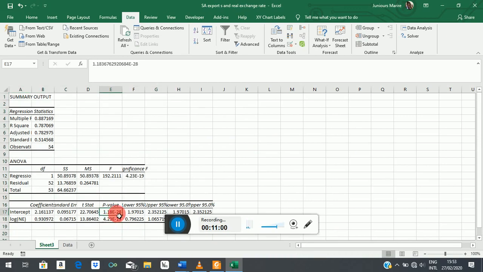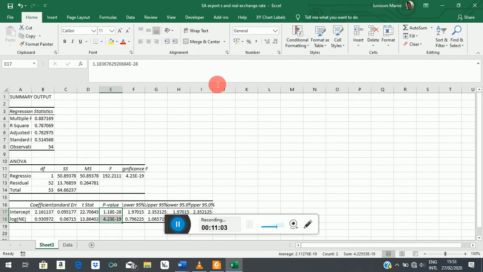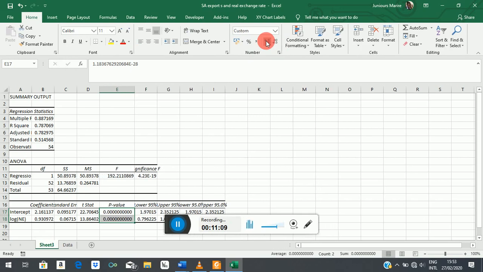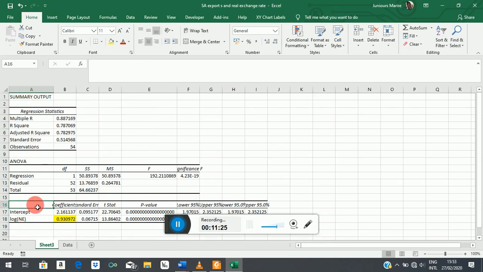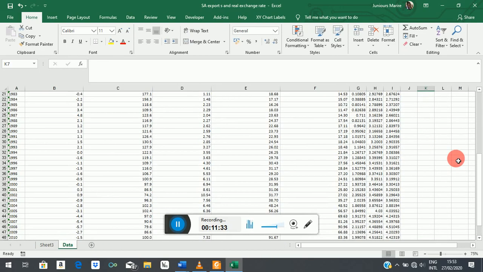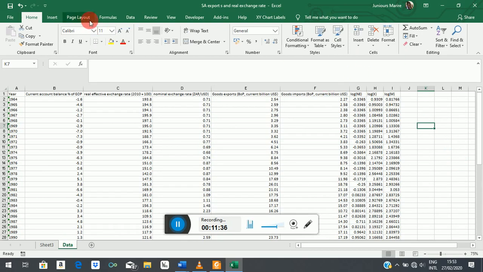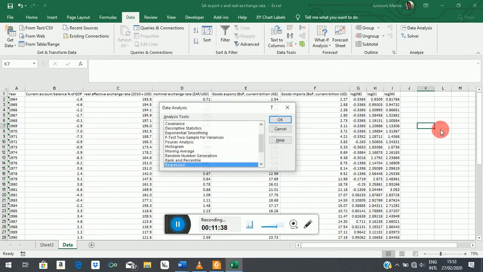Let me just put these numbers into a format you can understand. These numbers are so small, the p-values, they are 0.000. It means these are very, very significant effects of the exchange rate. So this is the number we want there. And the dependent here is log x, log exports.